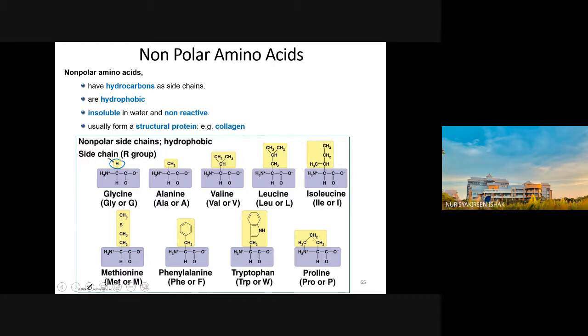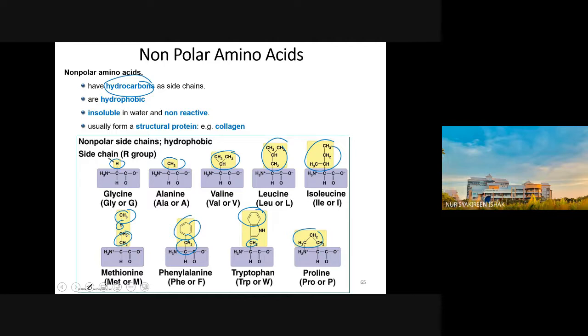Side chain of non-polar amino acid consists of hydrocarbons. Carbon dengan hydrogen je. Majority of atoms in that side chain is composed of carbon and hydrogen. Carbon and hydrogen all the way. Ni carbon, ni hydrogen. Ni walaupun ada sulfur tapi tak sebanyak carbon dengan hydrogen yang present. Okay?